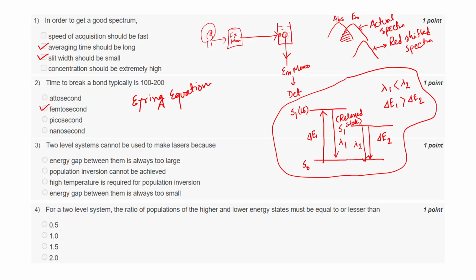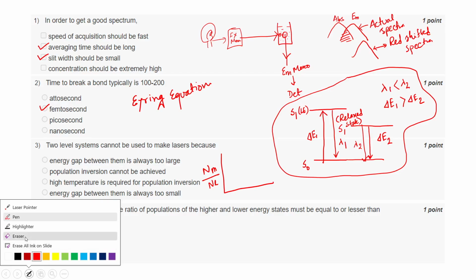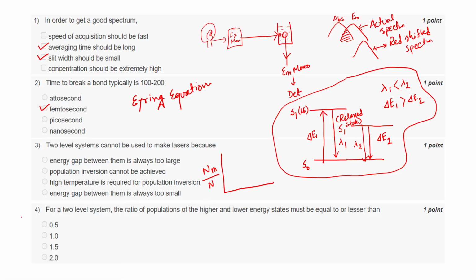Okay. Now, question number three: two-level systems cannot be used to make a laser. Why? Population inversion cannot be achieved. How does that graph actually look? If I plot NM by N with time, it will look something like this. It will never achieve 0.5; it will be less than half. It is the limiting value. So population inversion cannot be achieved is the right answer here.